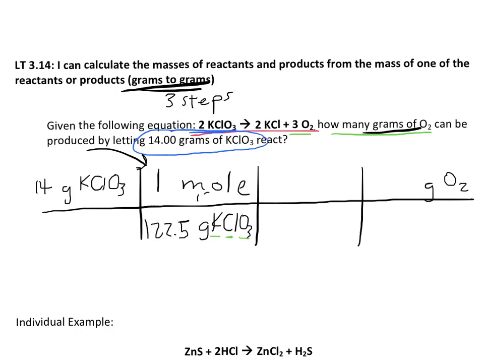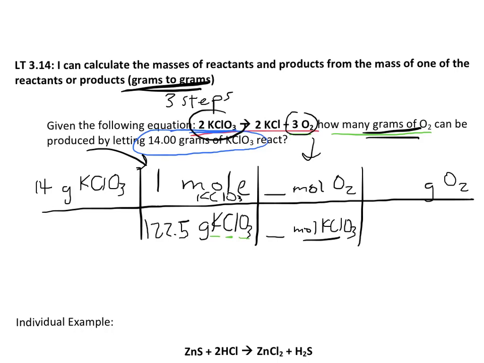Next, we know that this is moles of KClO3, so we must have moles of KClO3, which is our known value. And we're going to use this molar ratio right here to go from moles of KClO3 to moles of O2. And if you remember, in these blanks, we need to include the coefficients. So there's a ratio of 3 to 2. For every 2 moles of KClO3 that react, 3 moles of O2 are produced. And again, here we're looking at the coefficients.